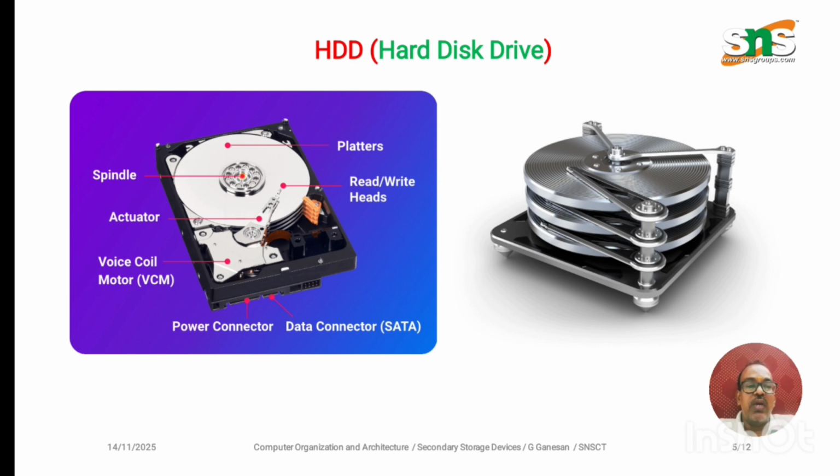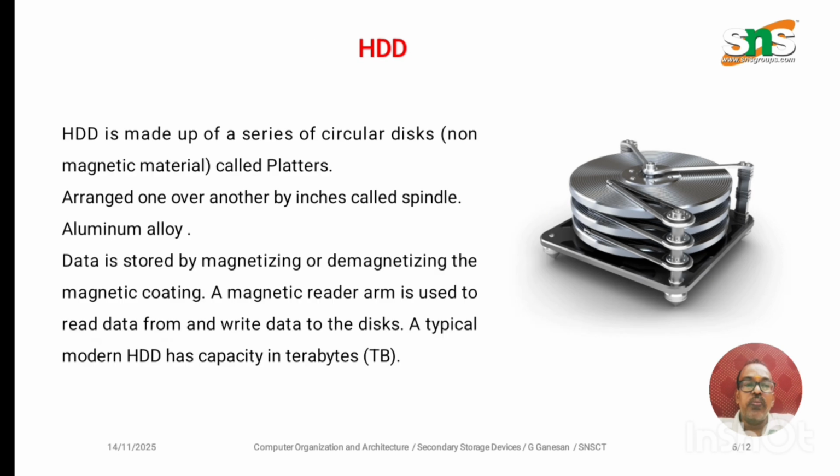Some structure is given here, just to have a look: platters, spindle, read-write heads and actuator, voice coil motors, then power connection plugs and a data connector. The SATA cable and the power connector are directly connected with the CPU. What is it made up of? Most hard disk drives are made up of aluminum alloys, which are magnetic materials.